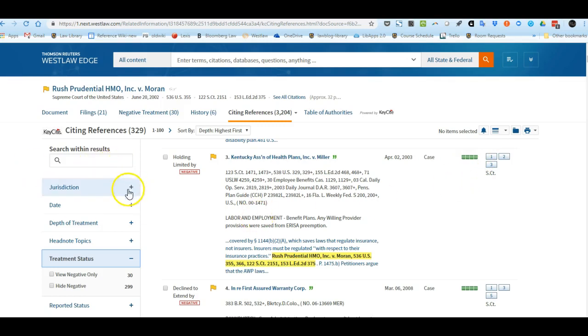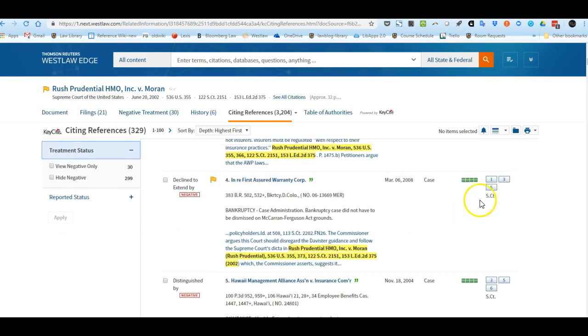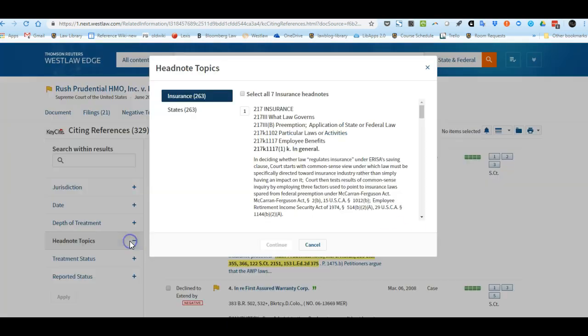Obviously jurisdiction can always be of interest, just as we did on Shepard's, distinguishing a Second Circuit case from a Seventh Circuit case. And the headnote topics. Looking at the case and clicking on that link under the headnote, we just go to the other cases citing for that particular headnote.